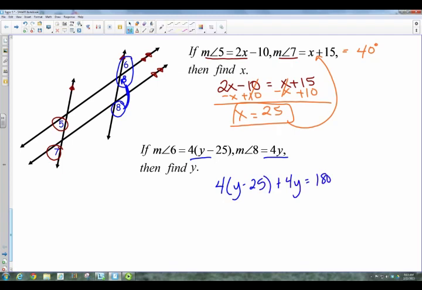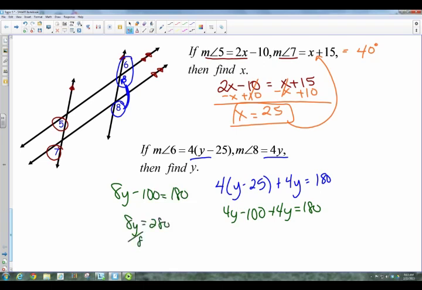And now you just go through and solve. So I've got 4y minus 100. Okay, distribute. Plus 4y equals 180. Combine my like terms. I've got 8y minus 100 equals 180. And then just solve this. So add 100. So you got 8y equals 280. Divide by 8. Okay, when you take 280 and divide that by 8, you end up with y equals 35 degrees. And there you go.